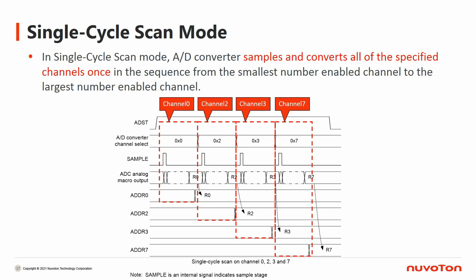When the conversions of all the enabled channels are completed, the ADF bit will be set to 1. If the ADC interrupt function is enabled, the ADC interrupt occurs. After the ADC finishes one cycle conversion, the ADST bit is automatically cleared to 0, and the analog to digital converter enters idle state.